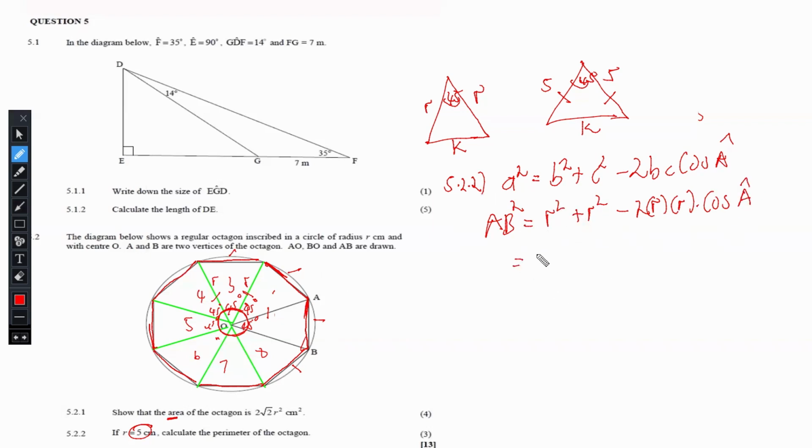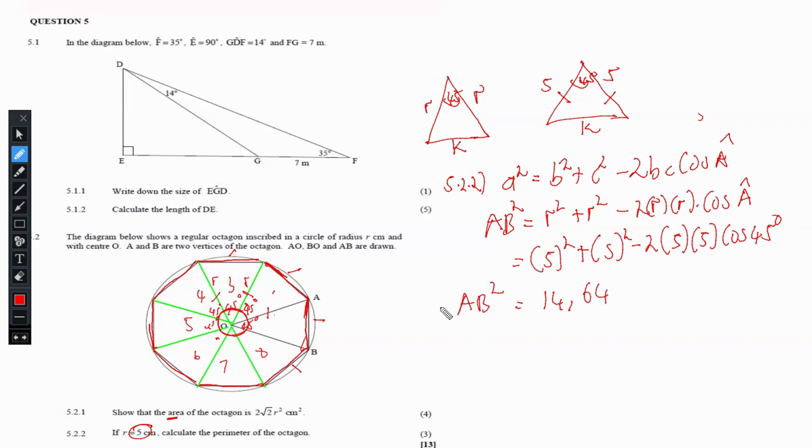Now let's start to substitute our radius. They said it's 5. And then if in here 5, then this is 2, 5, and then 5. And then cos what? 45 degrees. And then when you punch all that into your calculator, you get 14.64. But do not be carried away. This is still AB squared. You need to get your line for AB. So you square both sides. Then AB gives you what? 3.83 centimeters.